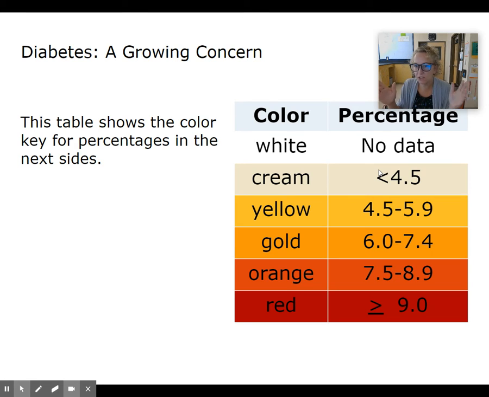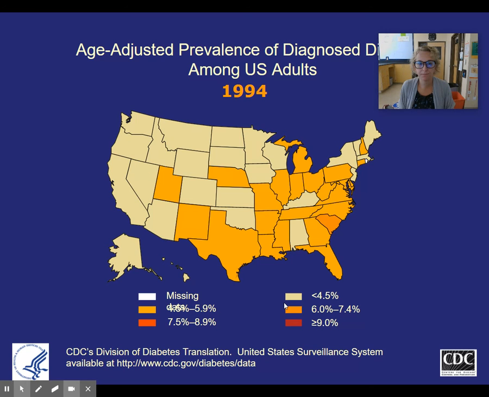If I'm surveying 100 people and that state looks gold, that means between 6 and 7.4 people have diabetes in that state. If that state appears red, that means that out of 100 people, more than 9 people have diabetes. So what we're looking at is this progression of white, which means we don't have data on that state or it's very low. Cream means there's less than 4.5 people with diabetes, all the way to red. So think about that color gradient as we look.